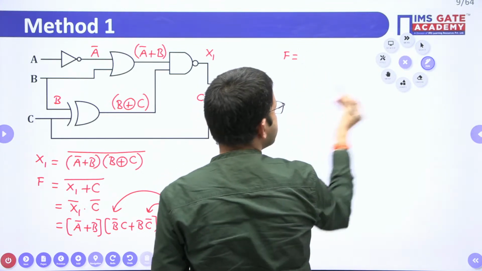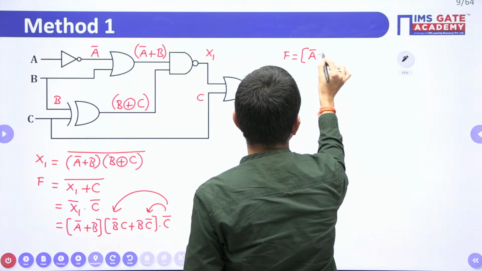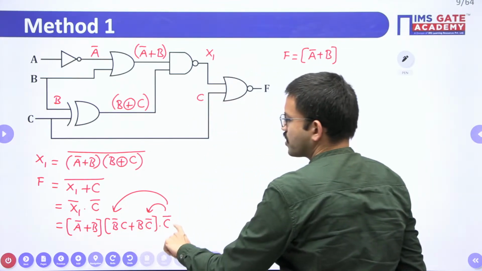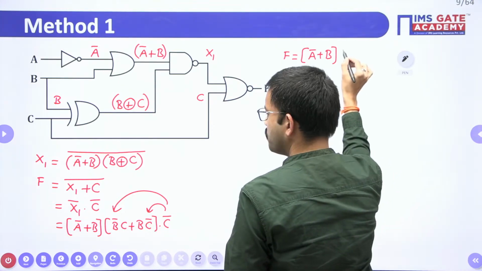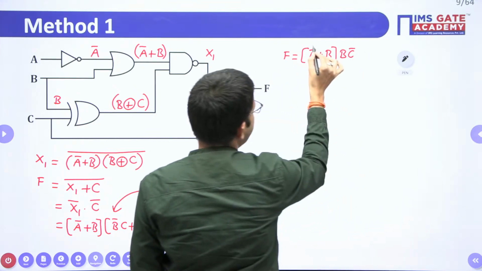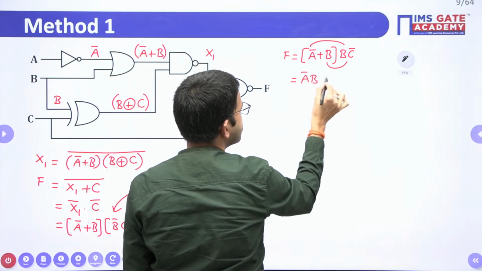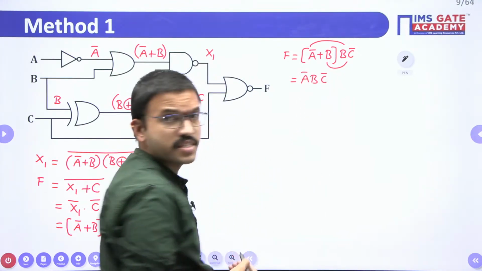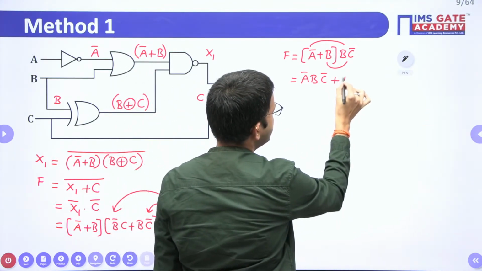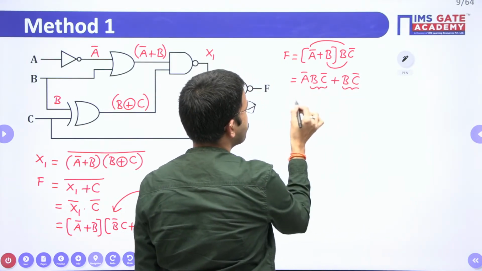F equal to A bar plus B into C bar. B bar C into C bar, you will get 0, B C bar into C bar, you will get BC bar. Then multiply A bar with this one, B with this one: A bar, B, C bar. Carefully write wherever complement you are having. From these two, we can take BC bar as common.